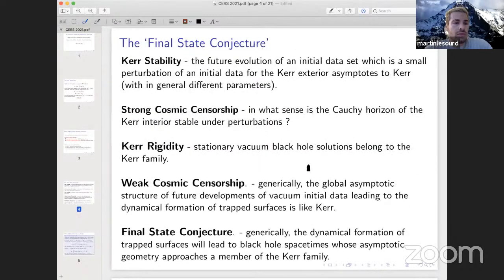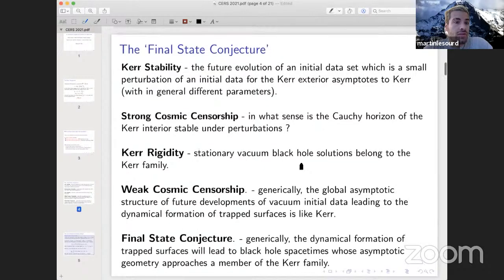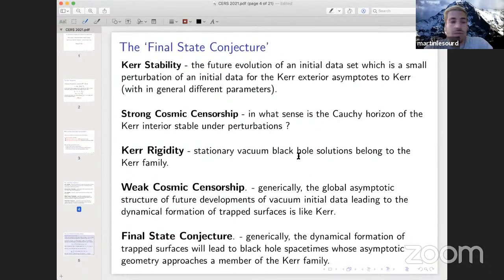So these are, you could argue, the big five conjectures you might wish to make in the context of vacuum. One is kind of obvious to see what this is saying: Kerr stability. You have an initial data set for the Kerr exterior. You perturb that initial data. Does it still produce a Cauchy development which is like Kerr? So does it asymptote back to Kerr?